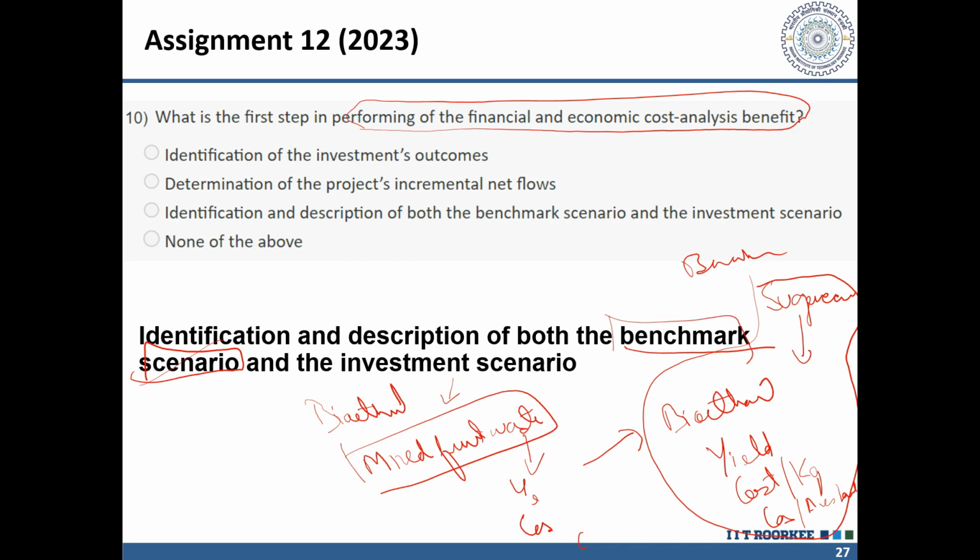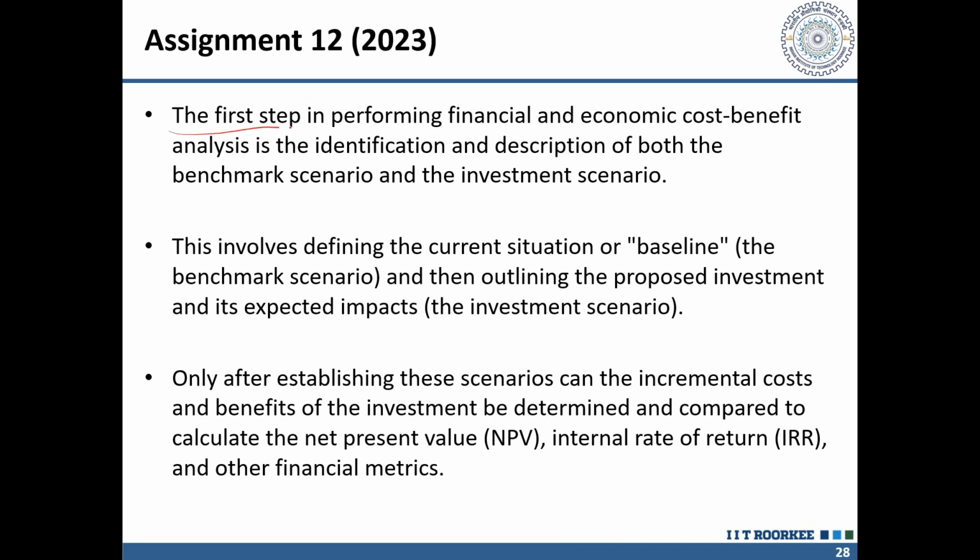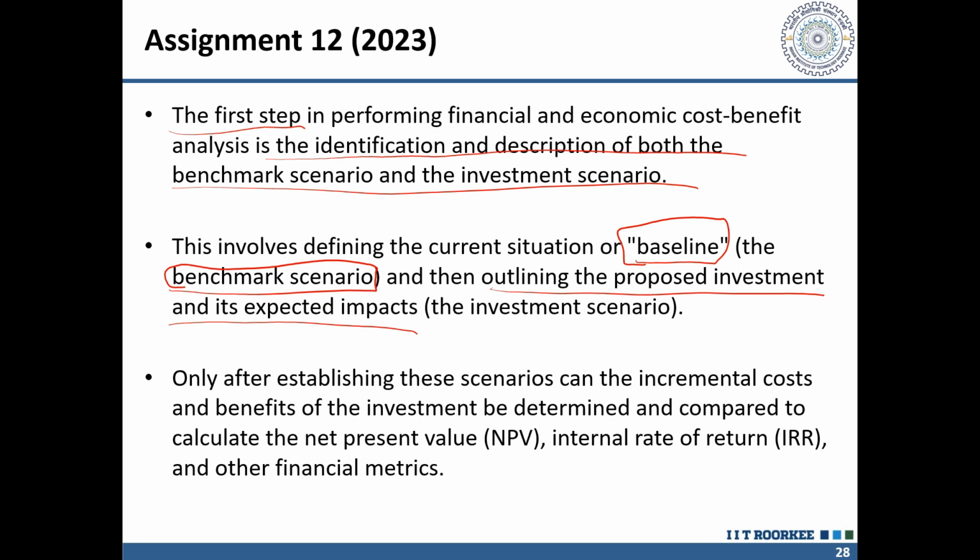So the first step in performing the financial analysis method is to compare the benchmark scenario and the investment scenario. Therefore, it is the first step towards the financial cost analysis. The first step in performing financial and economic cost benefit analysis is the identification and description of both the benchmark scenario and the investment scenario. This involves defining the current situation or baseline. What is baseline? It means benchmark scenario. What we are considering as the best thing available to us, because we will only compare with that, and then we will make our own product, and then outlining the proposed investment and its expected impacts.